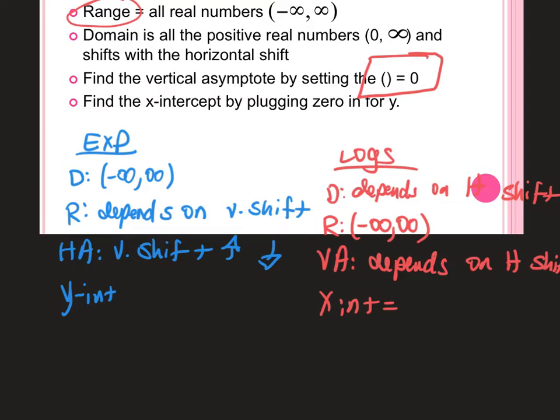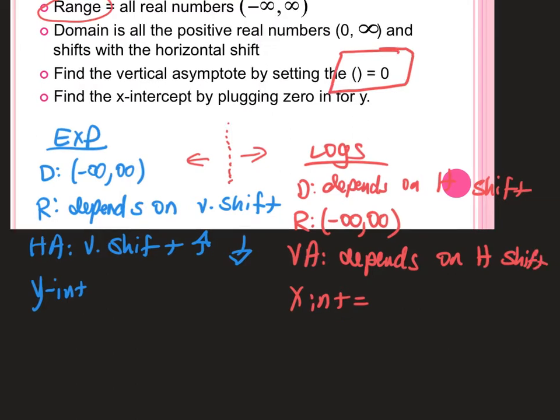Your log function, your range is the one that's always negative infinity to positive infinity. And your domain and your vertical asymptote is going to depend on your shifting left and right. And instead of a y, we look for an x. For the vertical asymptote, it's left and right? Because your vertical asymptote is going to be a vertical line. So however much the function shifts left or right, that's what's going to move this line this way or that way. Alex? What does it say for log depends, like for the domain? Horizontal shift.